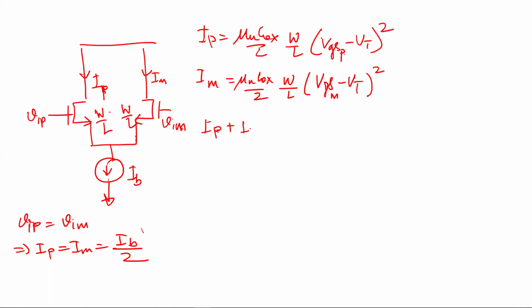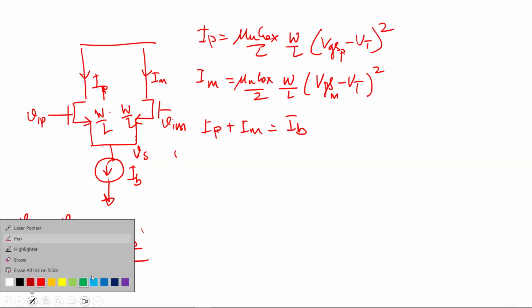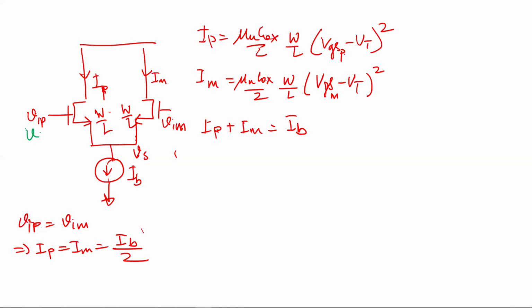IP plus IM equals IB, correct? Now, mu n Cox is the same, W over L is the same, VT is the same. What about VGSP and VGSM? What is VGSP in terms of VIM and the source voltage here? So let's call this node VS. So this is VIP, VIM, and this is VS.